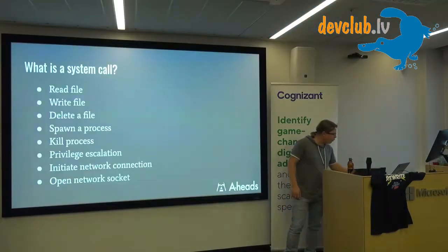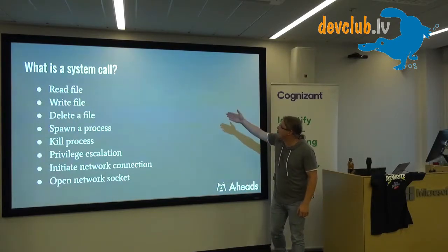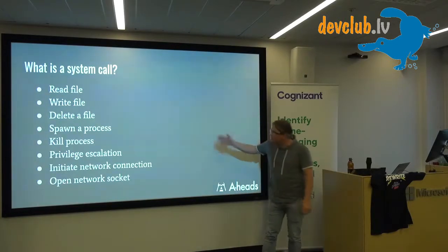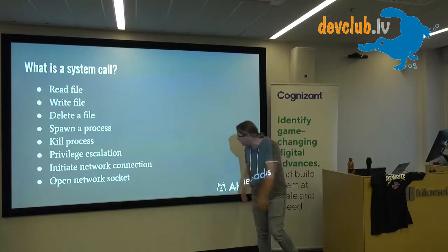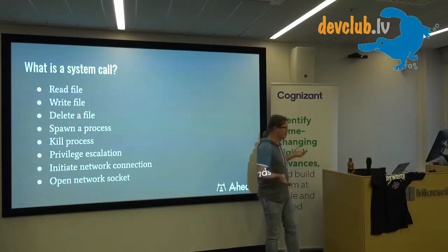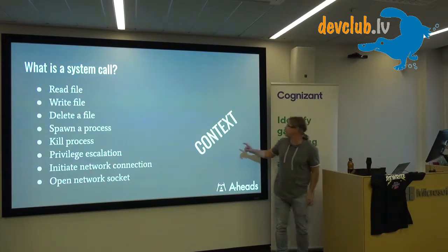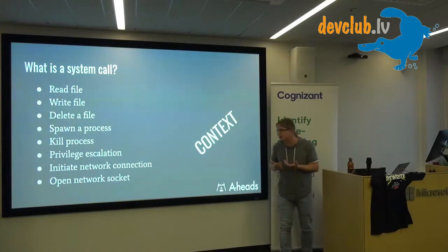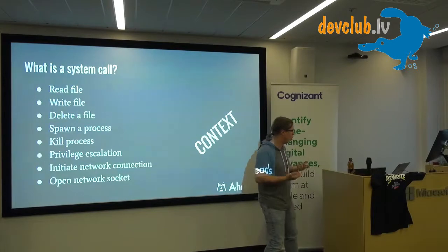So what is a system call? It's really simple: reading a file is a system call, writing a file, deleting a file, spawning a process, killing a process, privilege escalation, initiating a network connection, and so on. There are currently around 300 different kinds of system calls in the Linux kernel, right? And the killer feature of sysdig is that it can give you the context of these system calls, so you can know what exactly emitted that system call, right?